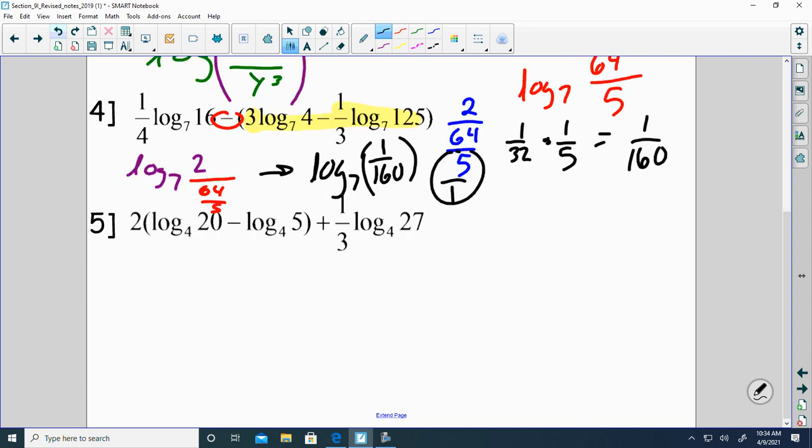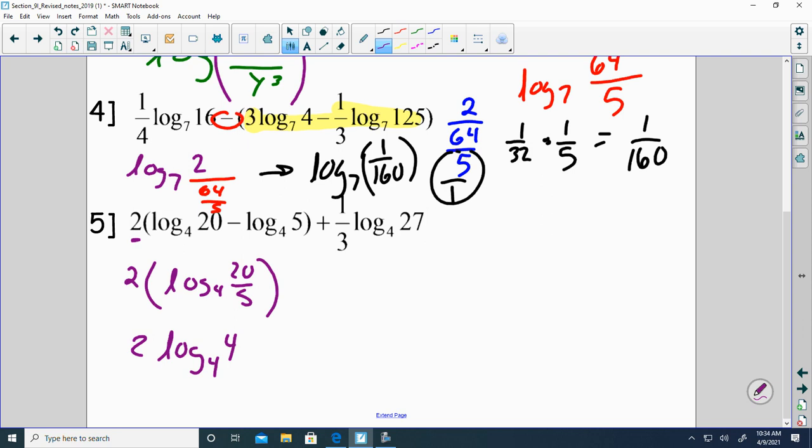Number 5. Okay. This 2 out front is going to become an exponent. This becomes 20 over 5. What's 20 over 5? Oh, so this is technically this. Times 20 over 5, that's 4. Hey, what's log base 4 of 4? 1. So do I even have to bring that 2 up as an exponent?